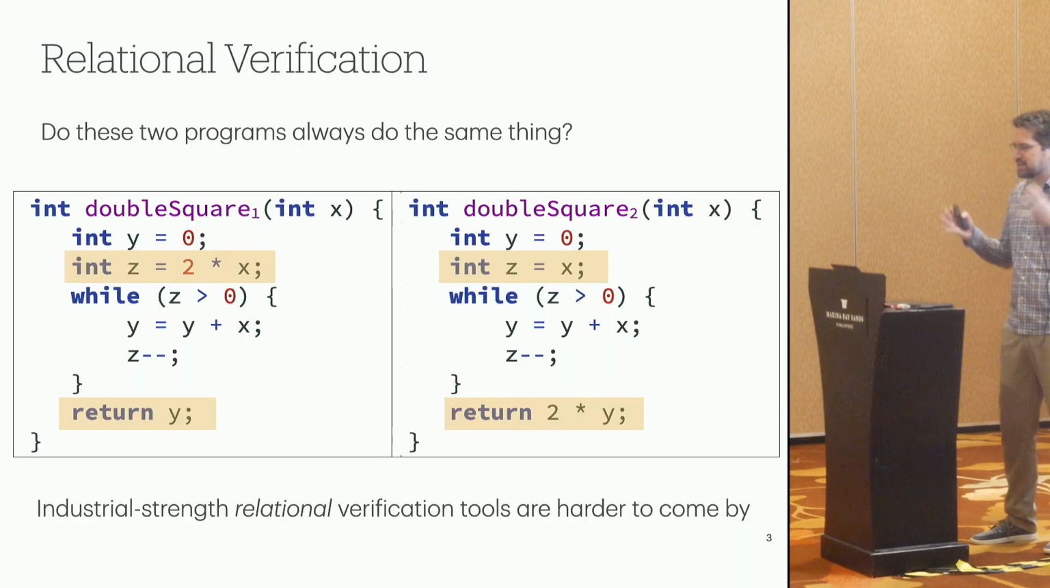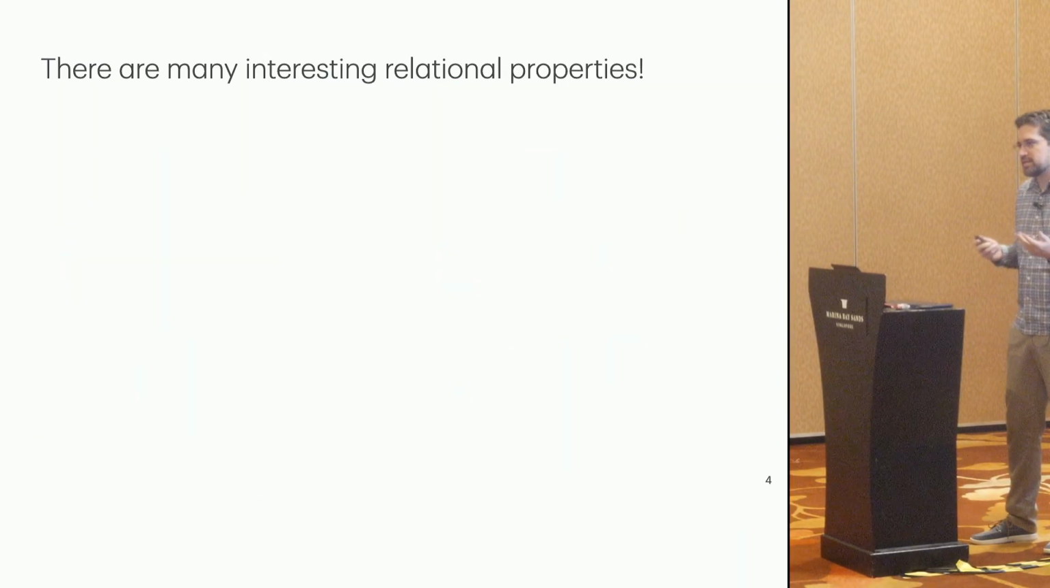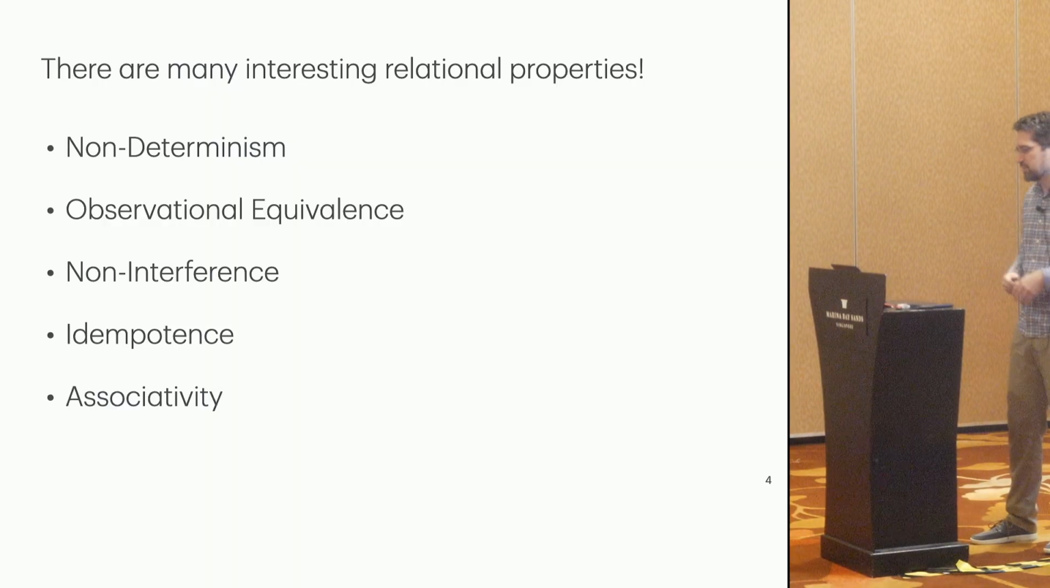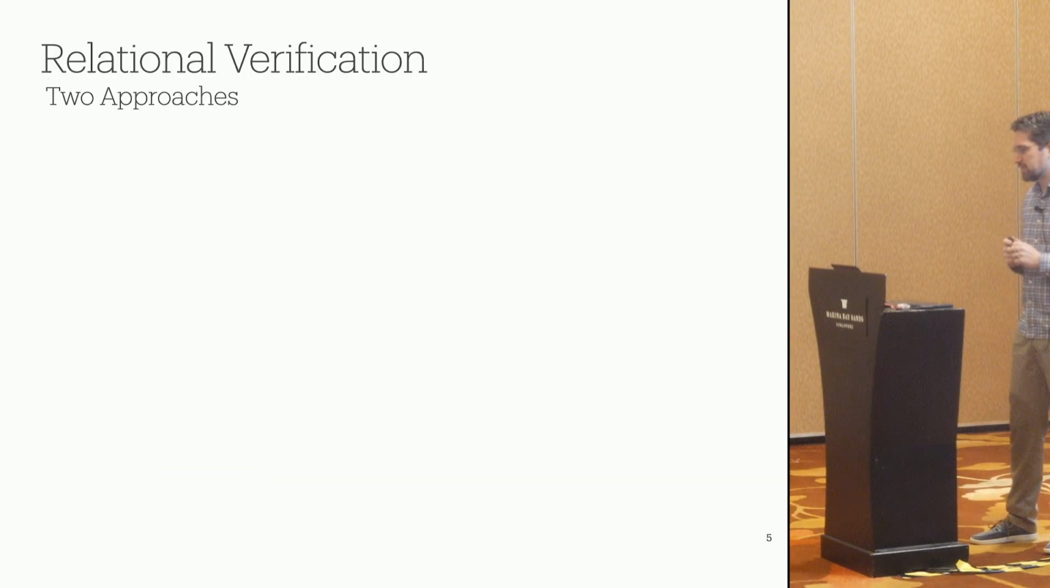So these sort of industrial strength verification tools for relational verification, which is what we call this case, are a little bit harder to come by. Which is a shame because there are lots of interesting relational properties that we might care about. They come up in practical software development and verification all the time, and we would like ways to prove these properties.